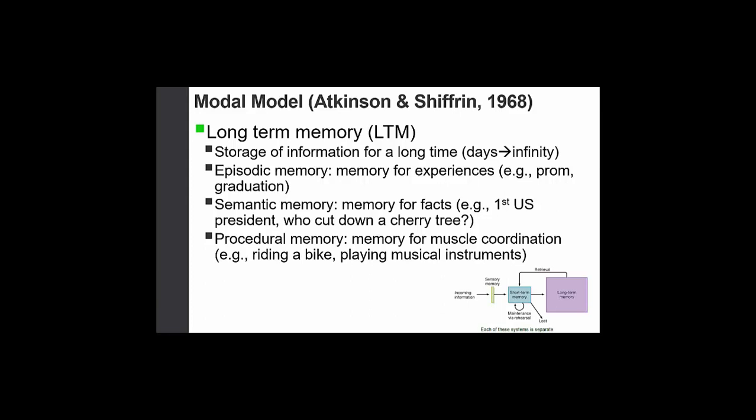The third type of memory that we're going to be talking about is called procedural memory. We've already talked in the class a fair amount about procedural memory, but this is memory for things like muscle coordination, so how to do things, such as riding a bike or playing a musical instrument.